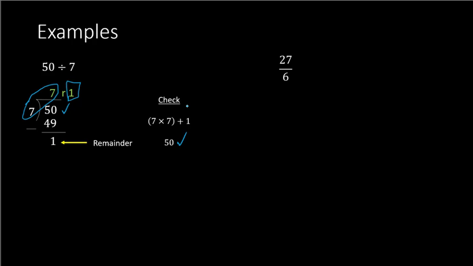Here we have 27 divided by 6. So when you get set up, we can write it like this: 27 on the inside, 6 on the outside. And then we do step 1, which is divide. So we see how many times does 6 go into 27 without going over. And that's going to be 4. It goes into 27 4 times.